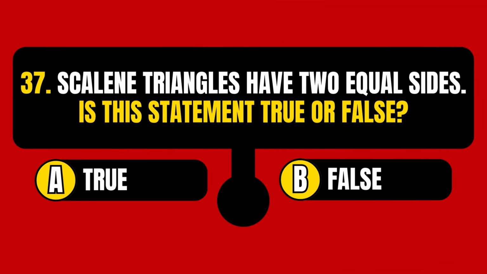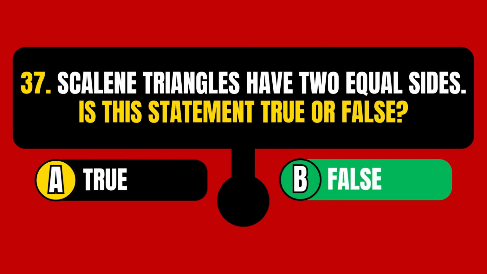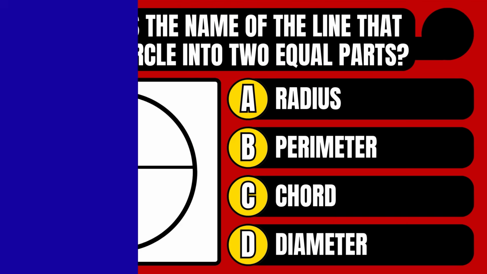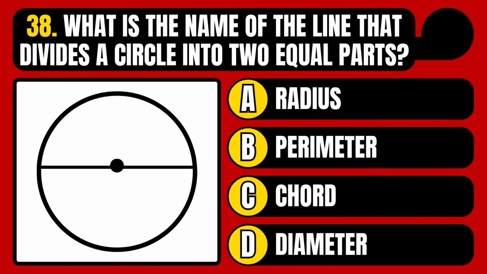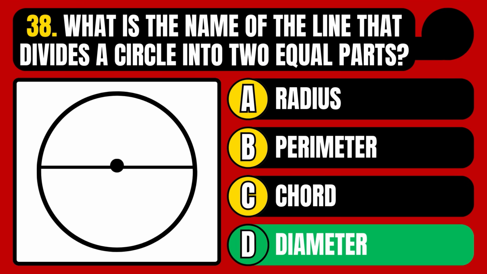Scalene triangles have two equal sides. Is this statement true or false? The statement is false. What is the name of the line that divides a circle into two equal parts? Radius, perimeter, chord, or diameter? The correct answer is option D, diameter.